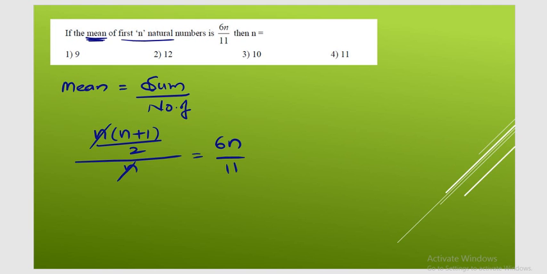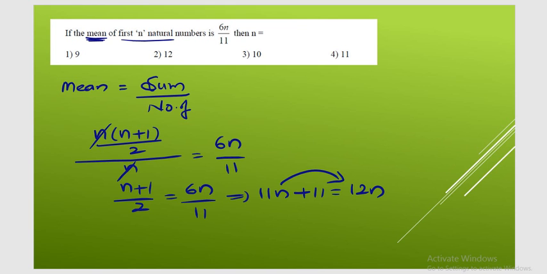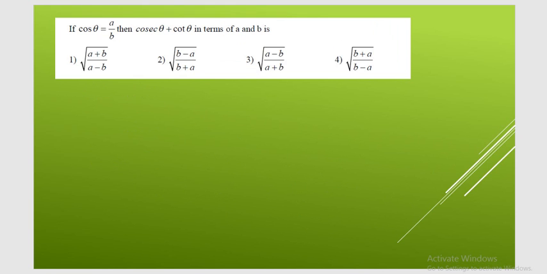So here n gets cancelled. Now from this, n plus 1 by 2 is equal to 6n by 11. When I do cross multiplication, 11n plus 11 is equal to 6 2s are 12n. When I transpose this 11n, it becomes n is equal to 11. So the answer of n is 11. Next, moving on to one more question.